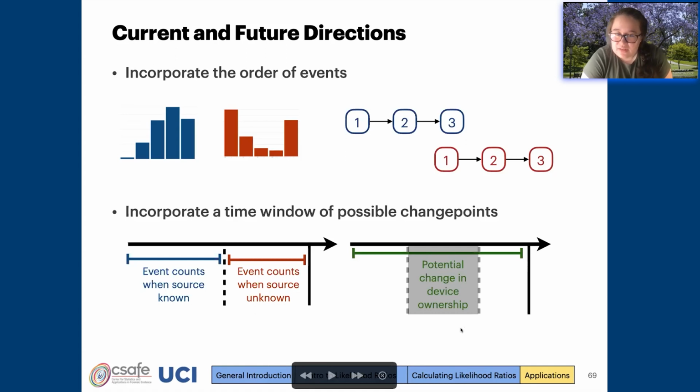So what if instead we have the more realistic situation where there's a window of possible change in ownership? And how can we incorporate this into the likelihood ratio calculation? We have some preliminary ideas for this. We can include this in our Bayesian strategy as another variable, the time that the device changed ownership. And we can also do a smart averaging over this and get a formula for the likelihood ratio. This is something that we're starting to explore right now.